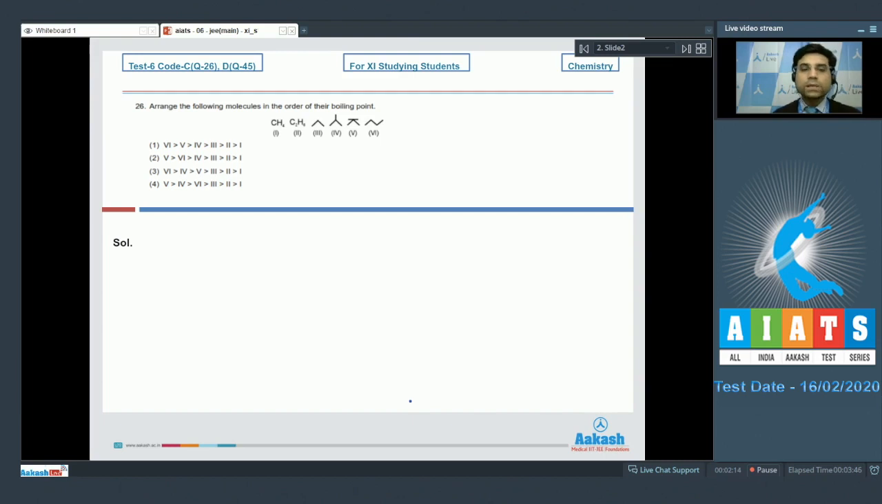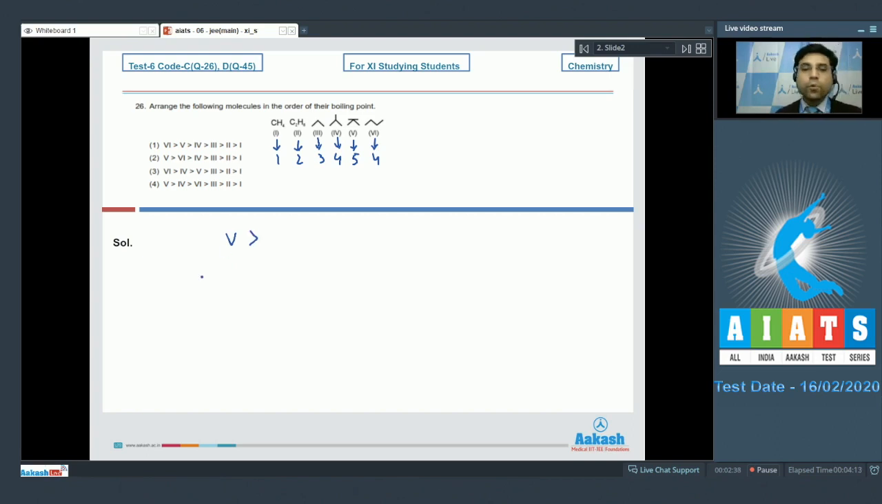So first of all, let's count the number of carbon atoms. In this case, we have 1 carbon atom. Here we have 2 carbon atoms. Here we have 3 carbon atoms. Here we have 4 carbon atoms. Here we have 5 carbon atoms. And here we have 4 carbon atoms again. So in all these cases, the fifth compound has 5 carbon atoms. Hence, it will have the maximum boiling point.